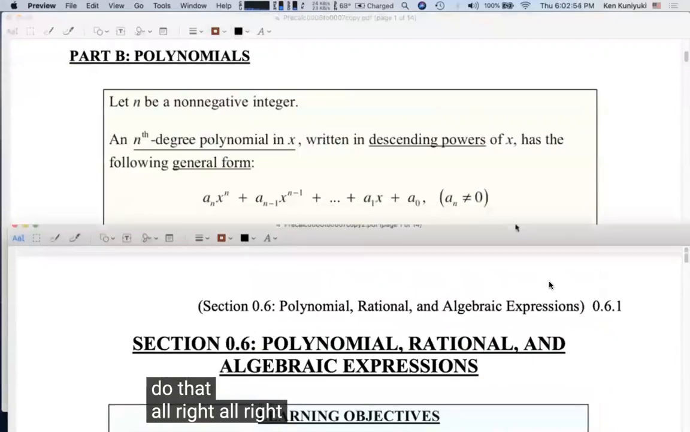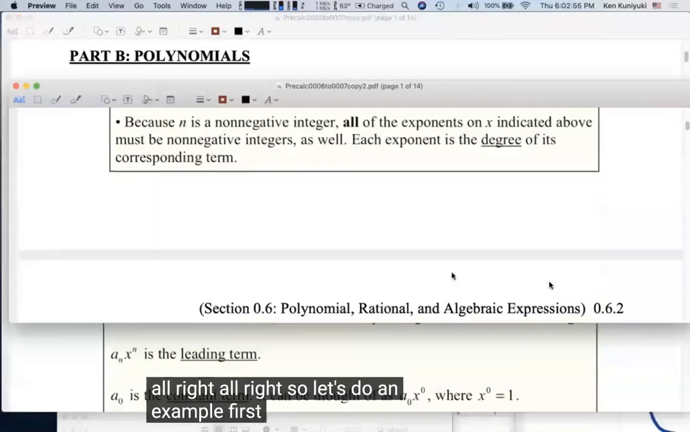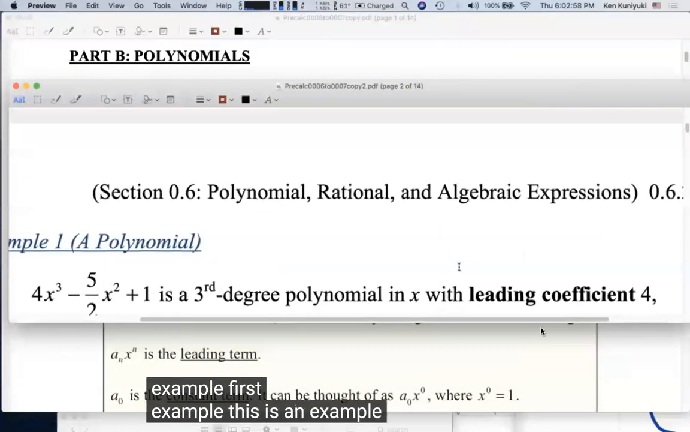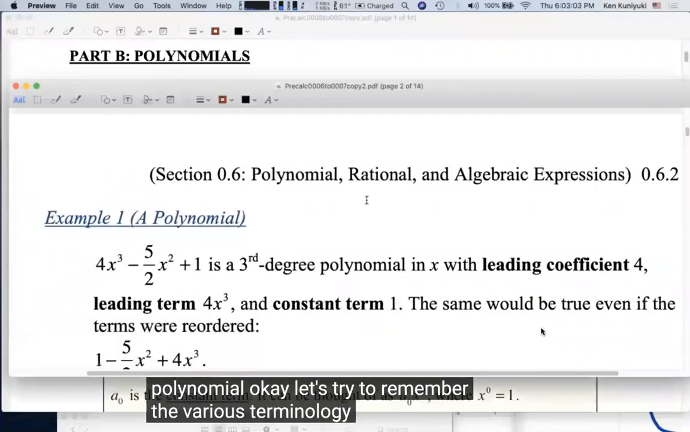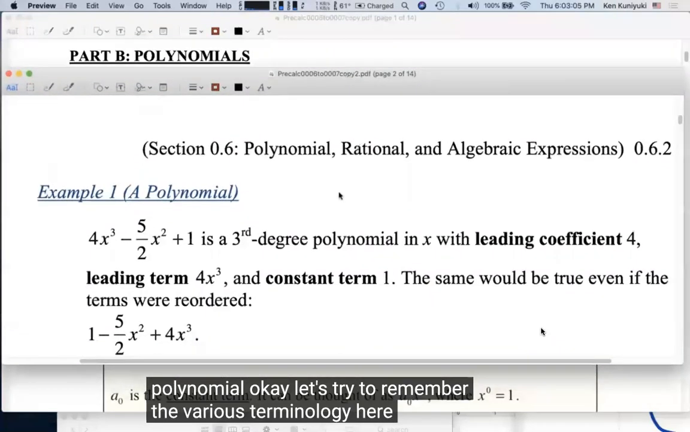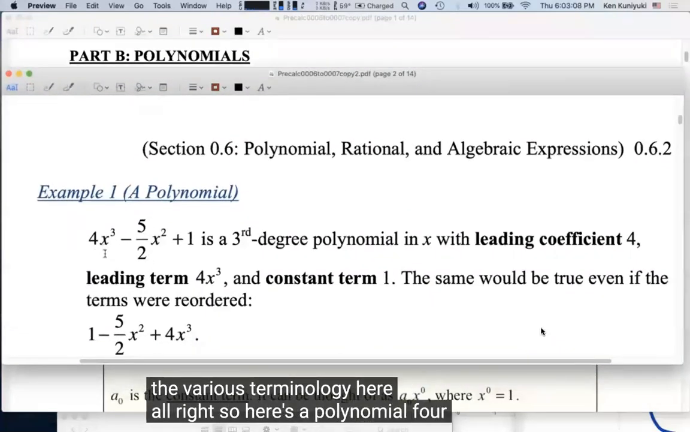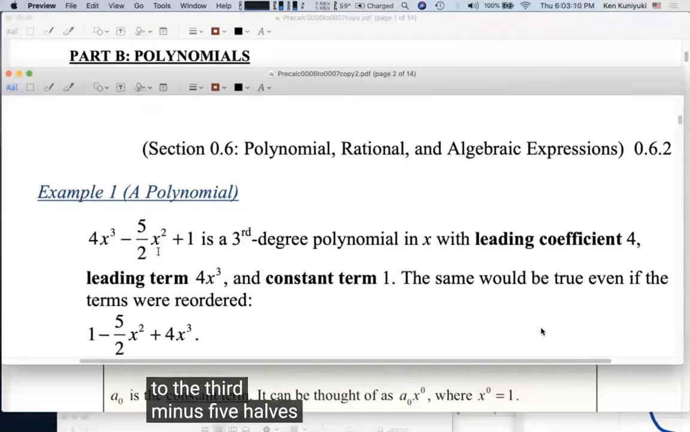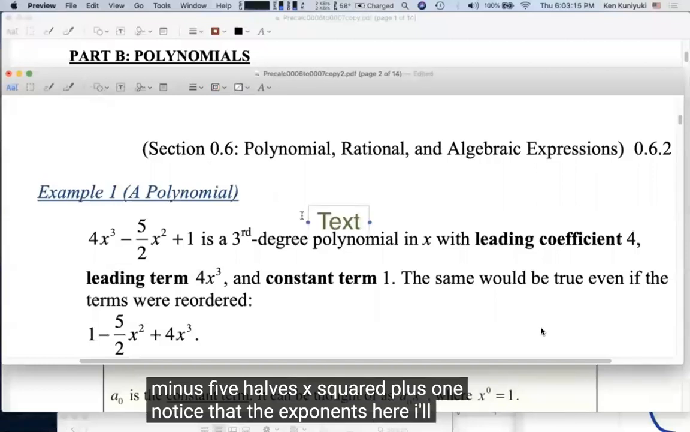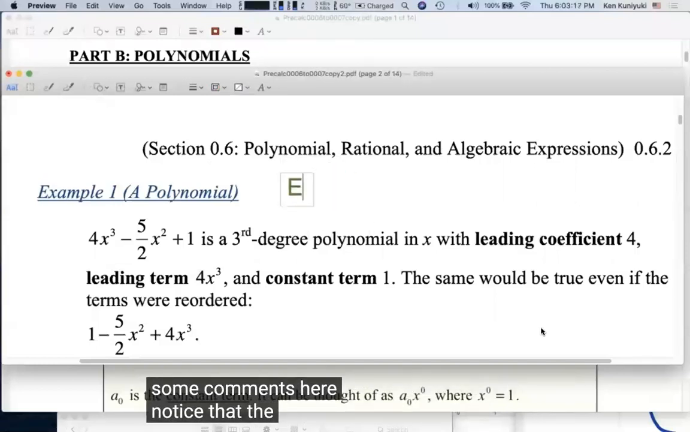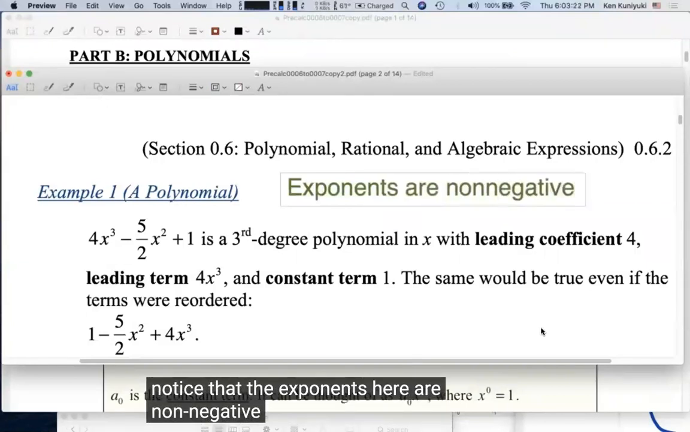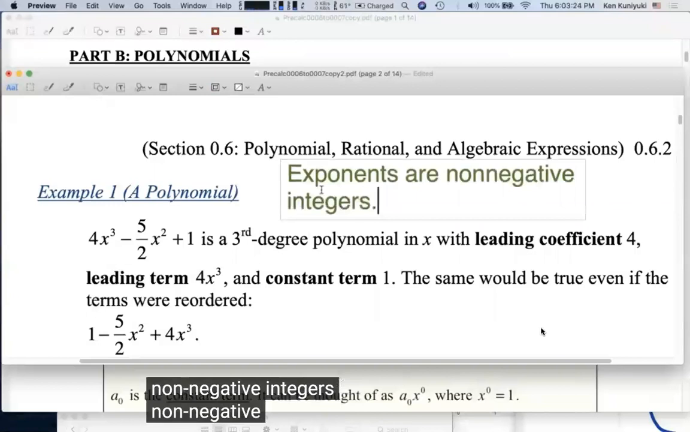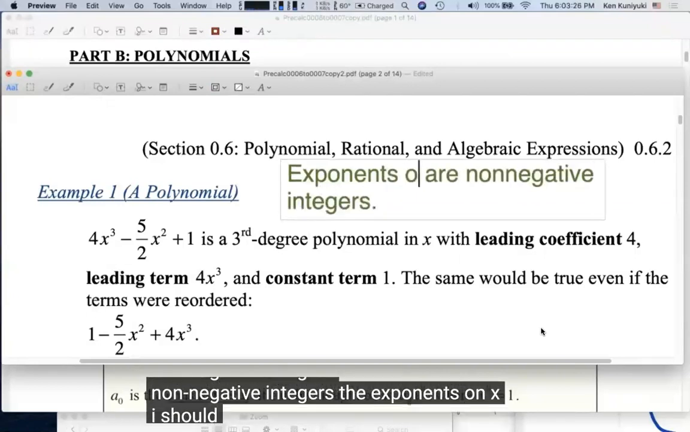All right, so let's do an example first. This is an example of a polynomial. Let's try to remember the various terminology here. So here's a polynomial: 4x to the third minus 5/2 x squared plus 1. Notice that the exponents here are non-negative integers. The exponents on x, I should say.